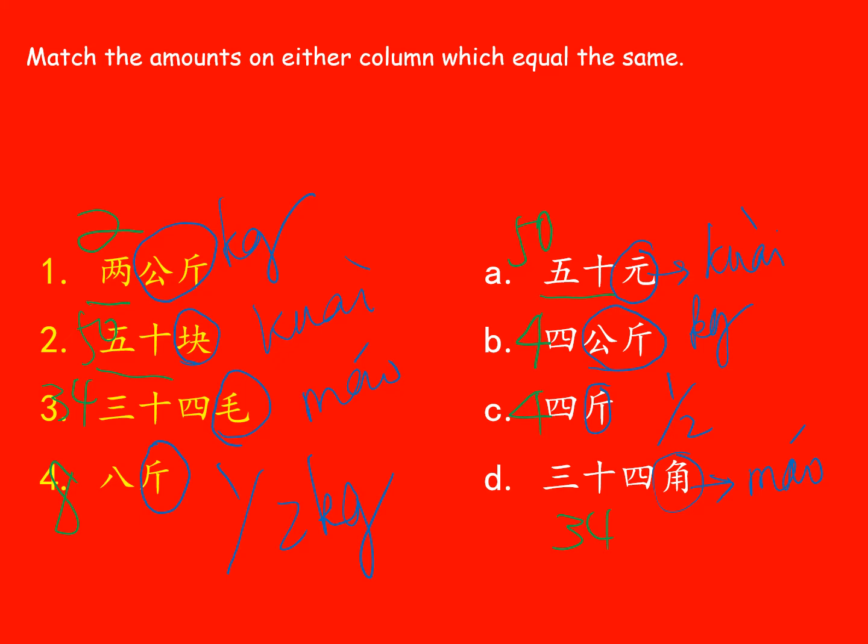So let's take a look at the answers. 1 matches with C. Why? Because 2 kilograms equals to 4 half kilos. 第二个 number 2. 50 块 equals to 50 yuan. Yes. 3. 第三个 34毛 equals to 34角. That's correct. And the last one, 8斤 8 half kilos equals to 4公斤 4 kilograms.